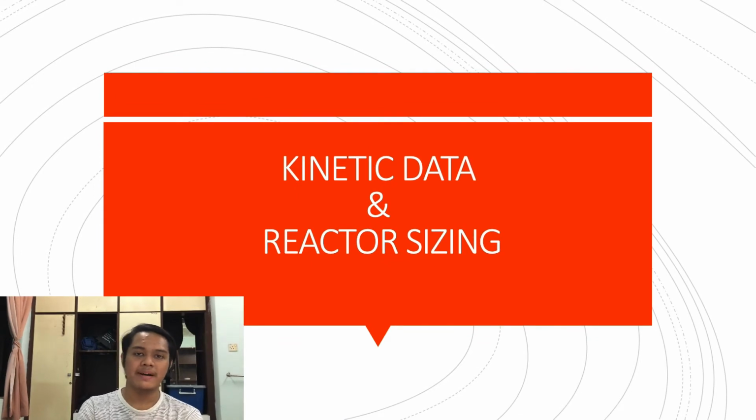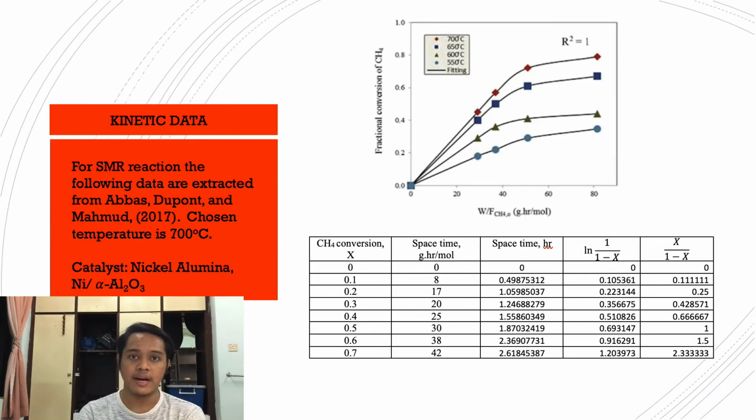Hello, in this part we will discuss the kinetic data and reactor sizing for the steam methane reforming process. So the first thing is we will be looking at the steam methane reactor part of the process, in which the kinetic data we have extracted from an academic journal, and we have chosen the temperature of 700 degrees Celsius for the reaction, and the catalyst used is nickel alumina.